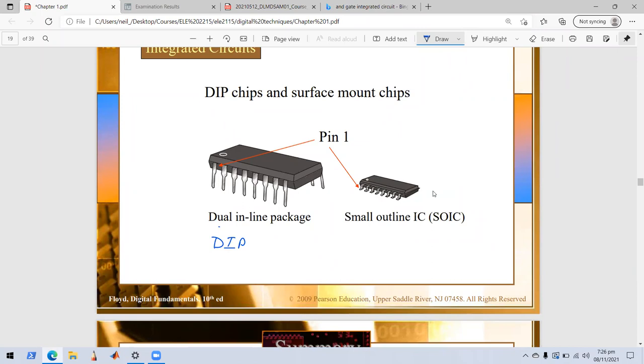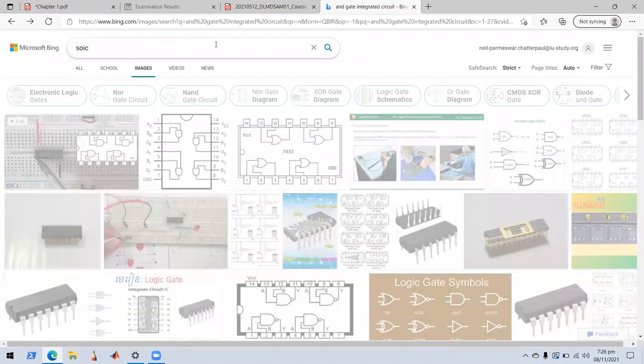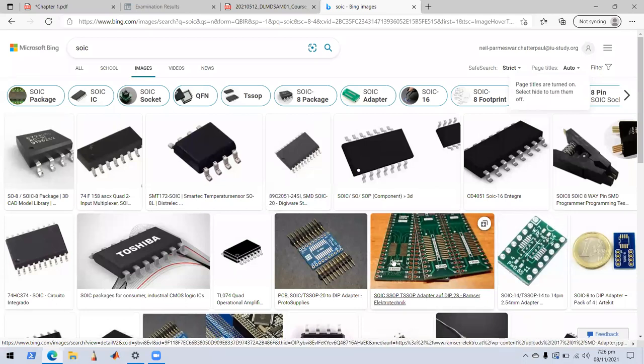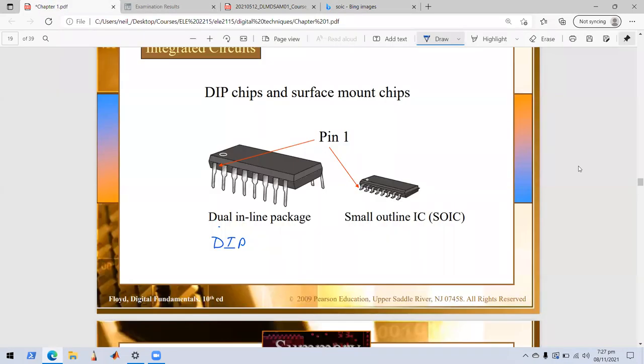They can come in SOIC, small outline IC, which are slightly different. Want a more realistic view of that? You can search SOIC. See, this is what it looks like, and you can mount them on special types of circuit boards, maybe some PCB stuff, and you can solder them up. Or you might use some sort of machine to do the soldering, placing a component, because these might be a bit more difficult to solder, and build your circuit, whatever it is you're planning to design.